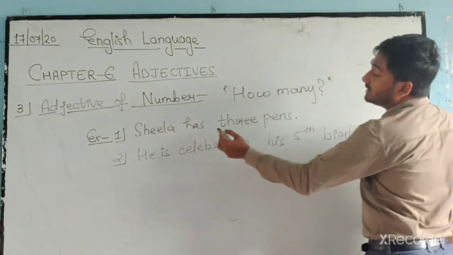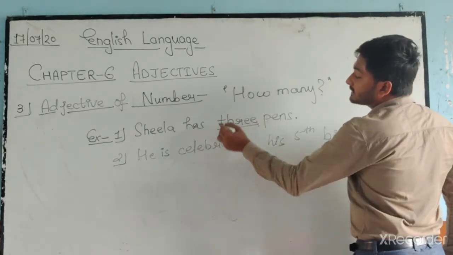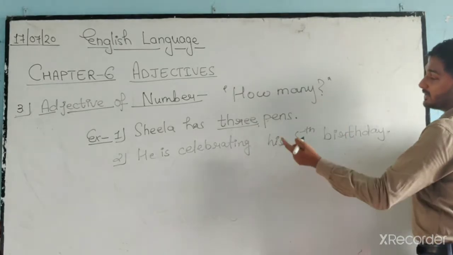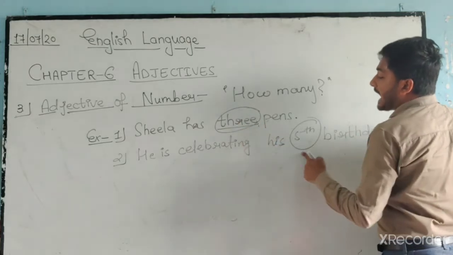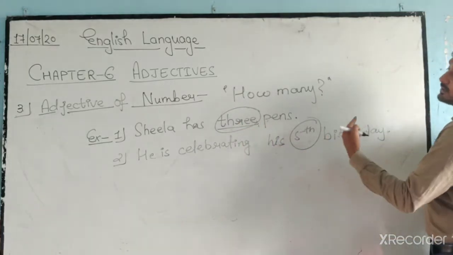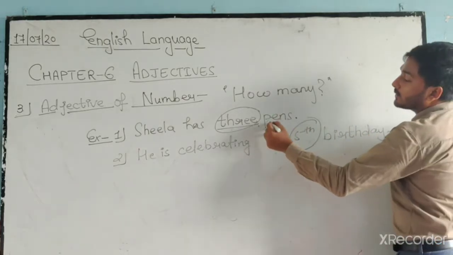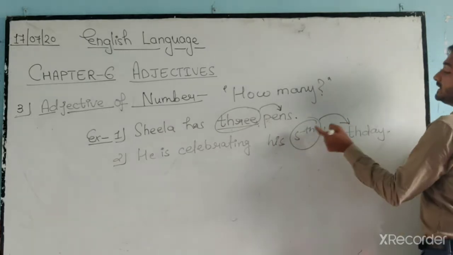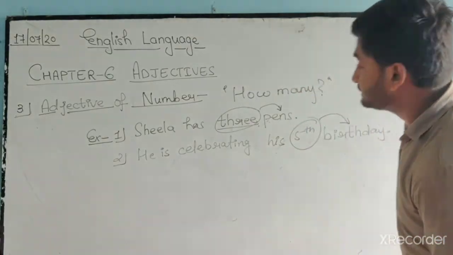Now here you can see, how many pens does Sheila have? Sheila has 3 pens. Which birthday is it? How many birthdays has he celebrated already? 5th. So here 3 and 5th are adjectives of number which we can count. Birthdays we can count and pens we can count. These are the nouns for which we have used these numbers 3 and 5th. Now come to number 4.